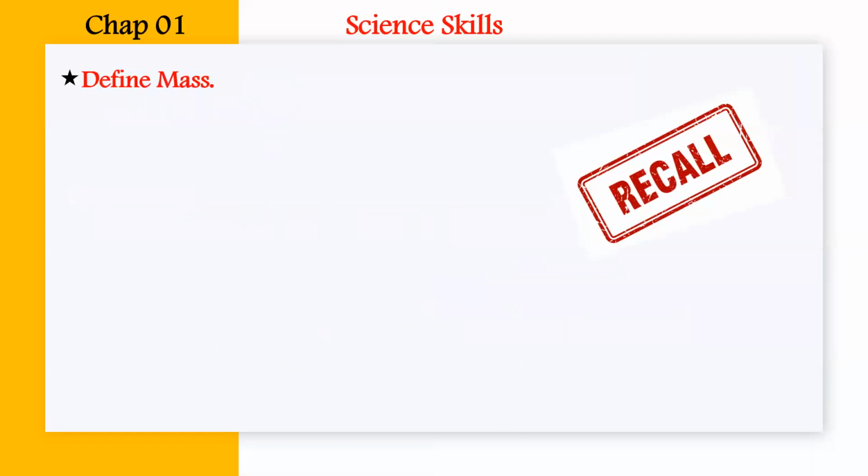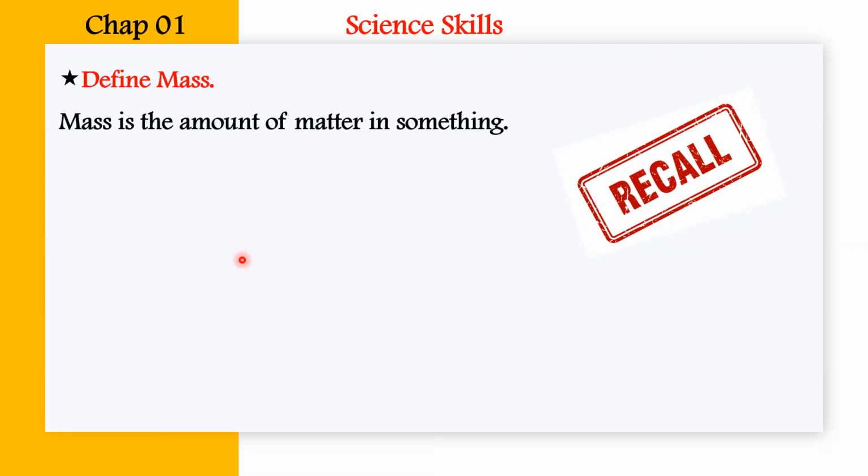So the first question is, define mass. Sarim Shahab? Sir, yes, mass is the amount of matter in something. Very good, very nice. Mass is the amount of matter in something. Now come towards the second question.